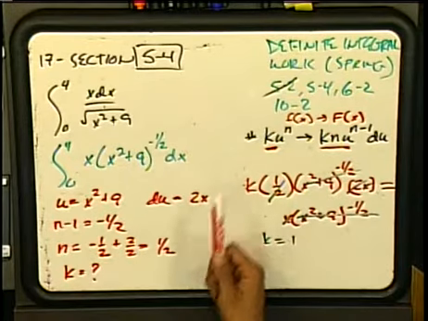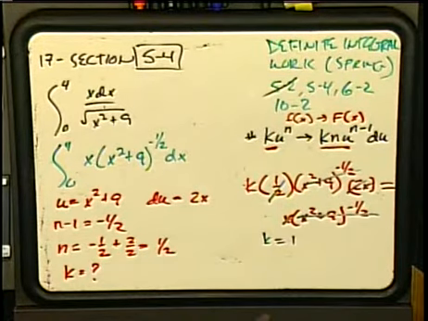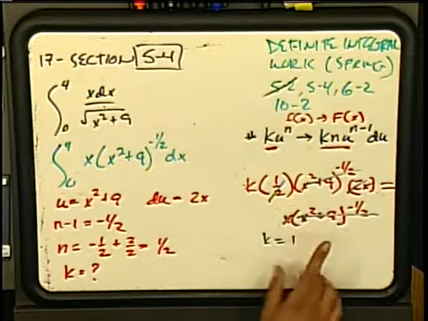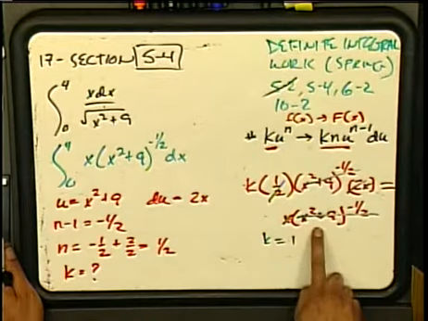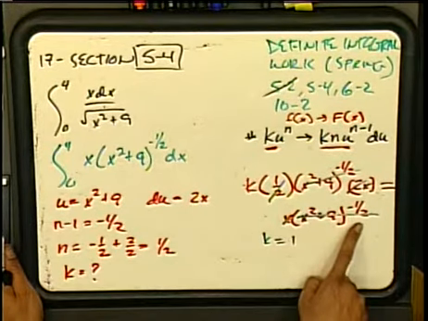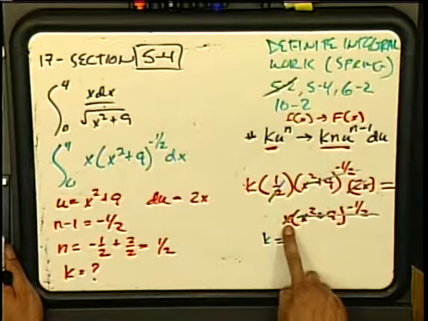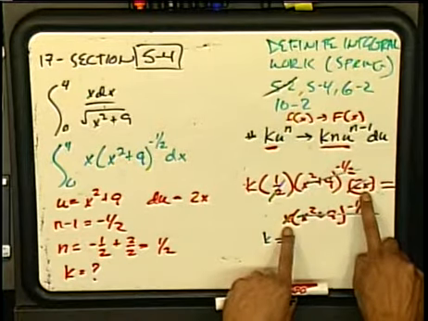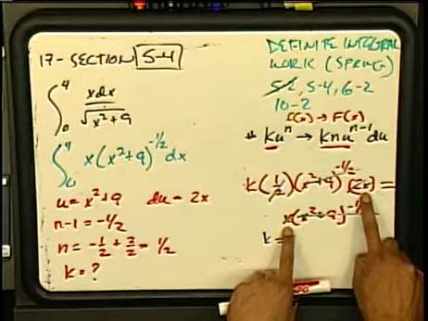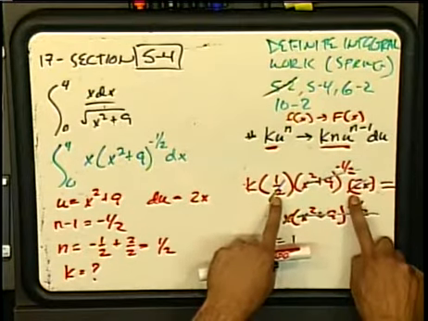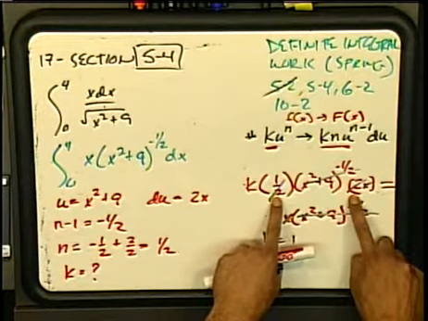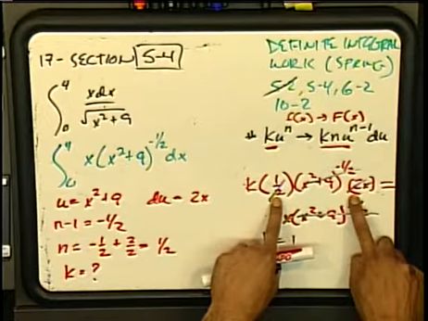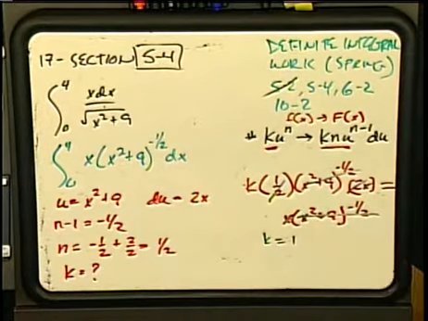So write it back. How did you cancel everything out again? You see how this cancels? x squared plus 9 to the negative 1/2. And you see how this x cancels right here? Yeah, just the x. But the 2 cancels out with the 1/2 right here. Oh, so that's 1. Okay, I got you. And then that's everything.